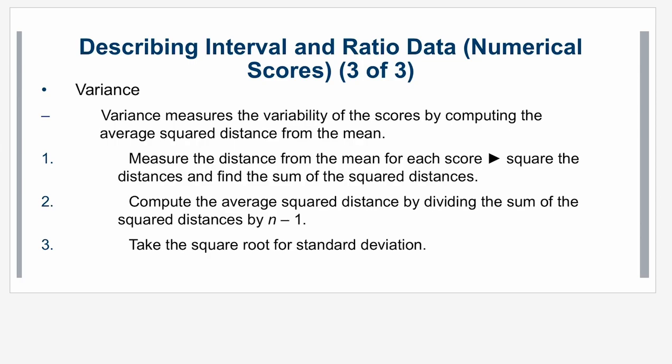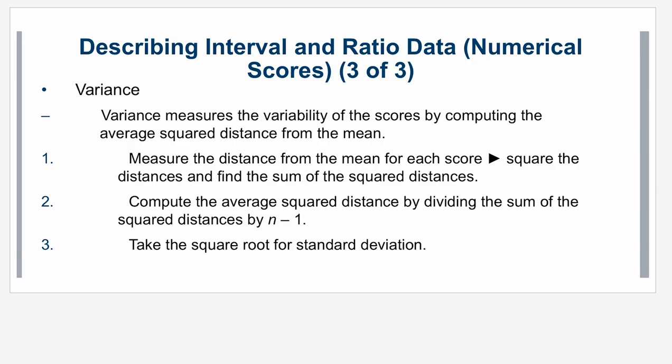We're going to divide the sum of the squared distances by, normally you would divide by the number of scores, right? That's how you find an average. But for statistics, for variance, you're going to divide by n, that lowercase n, which is the number of scores in your sample, or the number of participants in your sample. You're going to subtract 1 from that and then divide.